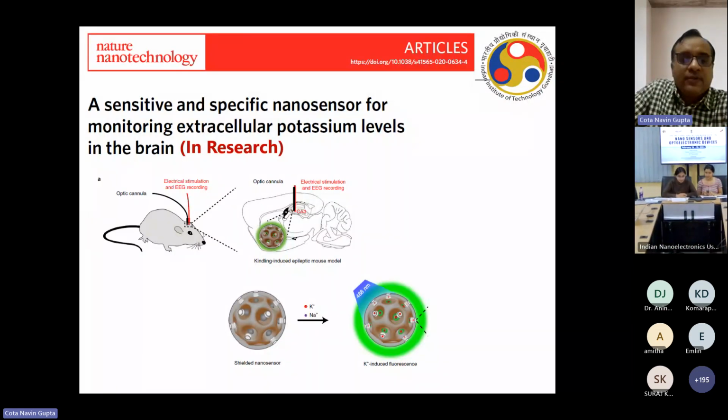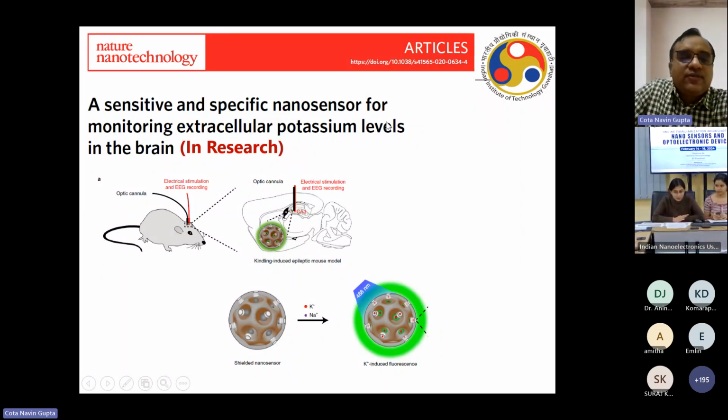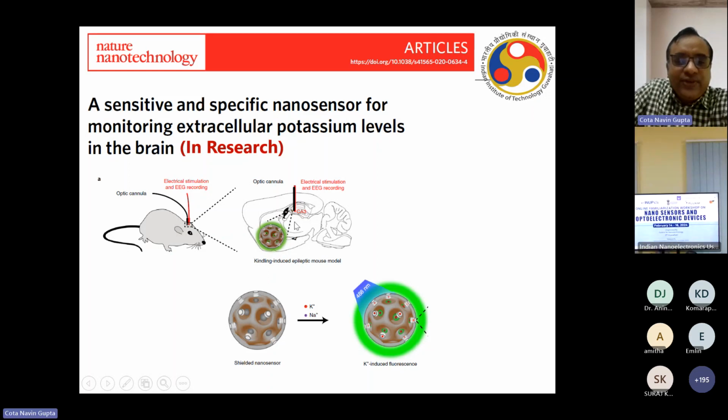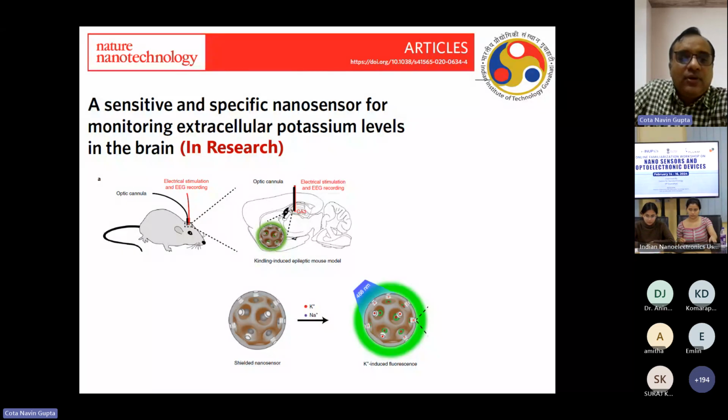One other interesting paper which I saw from 2021 was a sensitive and specific nano sensor for monitoring extracellular potassium levels in the brain. As we discussed in the earlier slides, if you want to monitor the potassium levels at a neuronal level, they probably have used a specific nano sensor over here. So you can probably go look up this publication for more details. I'm not exactly sure about the technicalities of it. I just breezed through the publication, looking at the figures, abstract and conclusions, and I found it interesting.